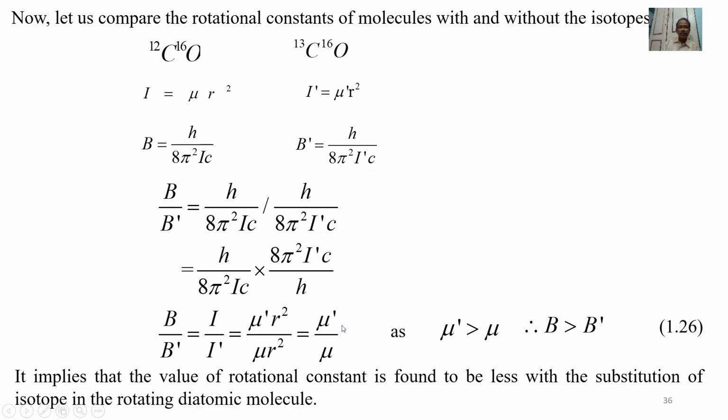So it implies that, as we said, mu dash is heavier, is greater than mu. Since mu dash is greater than mu, the B value should be greater than that of B dash. I repeat, here mu prime is greater than mu. Since mu prime is greater than mu, B must be greater than B prime. So it implies that the value of the rotational constant is found to be less with the substitution of isotope in the rotating diatomic molecules.